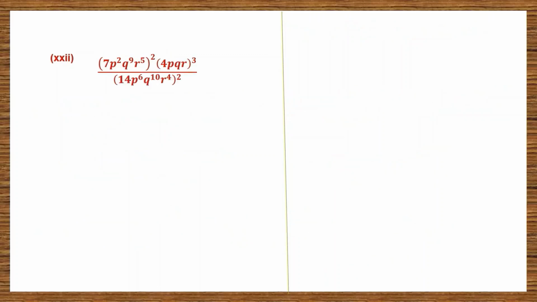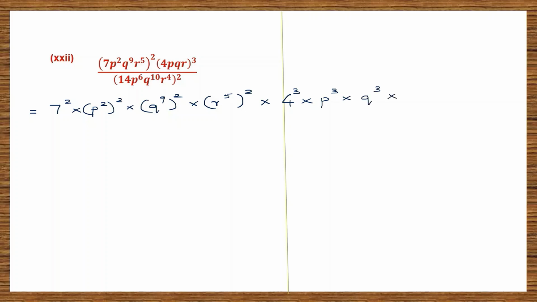Question 22. So let's do this carefully. Now each term inside is raised to the power of 2. So 7 raised to the power of 2 into p, which is already raised to the power of 2, is once again raised to the power of 2, into q, which is raised to the power of 9, is raised to the power of 2, into r raised to the power of 5 raised to the power of 2 again, into 4 to the power of 3, into, then the next one is p raised to the power of 3, into q raised to the power of 3, into r raised to the power of 3. Now in the denominator, what do we have?